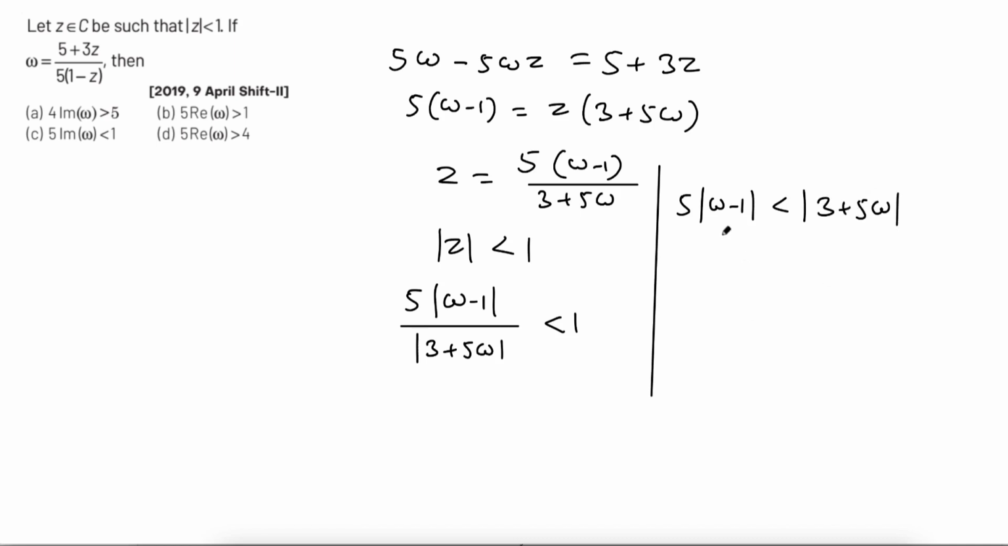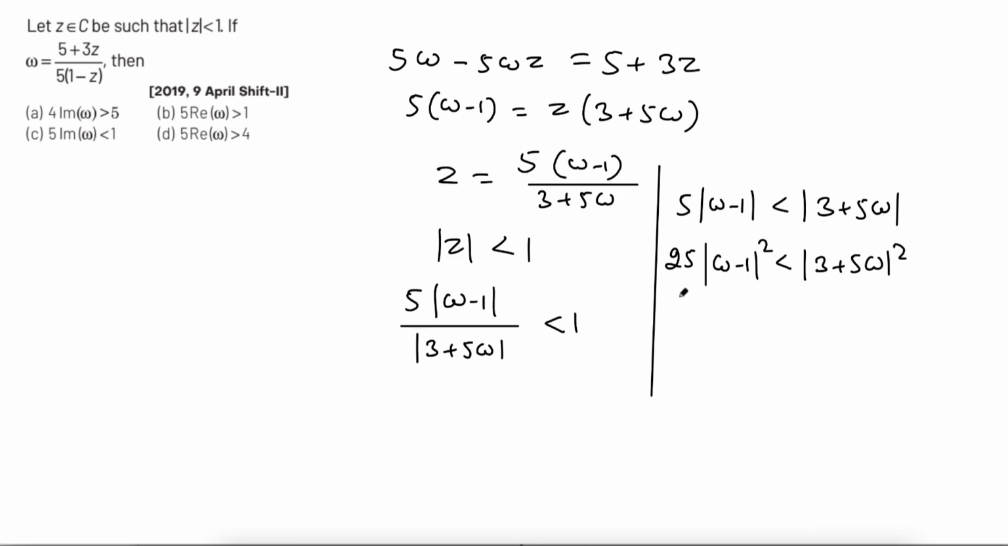Correct? And see, in the inequality, both side is a positive quantity, so you can square. But if both side negative, you can square but change the sign of inequality. So here, both side positive, I can directly square. So 25 mod omega minus 1 whole square. If you try to recall, let it be like that. So mod omega minus 1 whole square less than mod 3 plus 5 omega whole square.